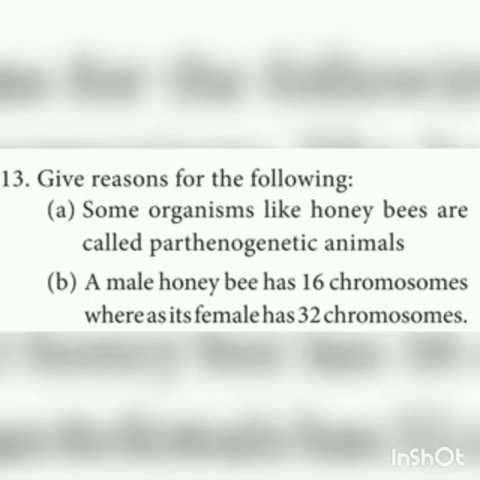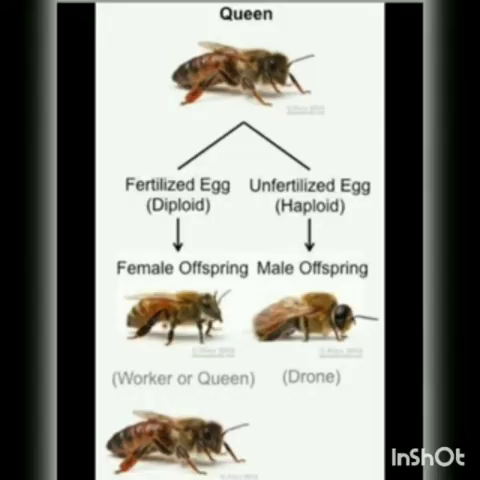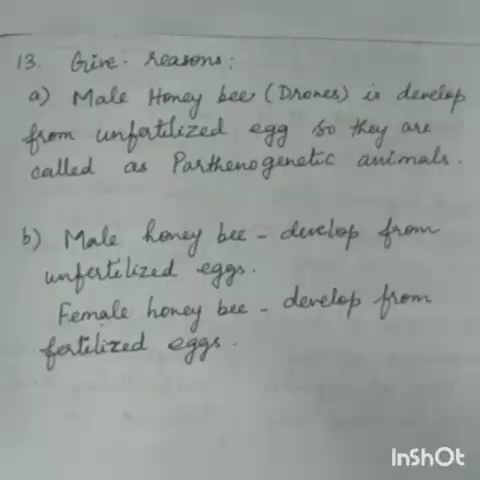Some organisms like honeybees are parthenogenetic animals. Why? The male honeybee, that is the drone, is developed from the unfertilized egg. Normally you know that honeybees produce two types of eggs. One is the fertilized egg, another one is the unfertilized egg. The fertilized eggs develop into the queen bee and the worker bee, whereas the unfertilized eggs develop into drones. So males develop from the unfertilized egg, so they are called parthenogenetic animals.